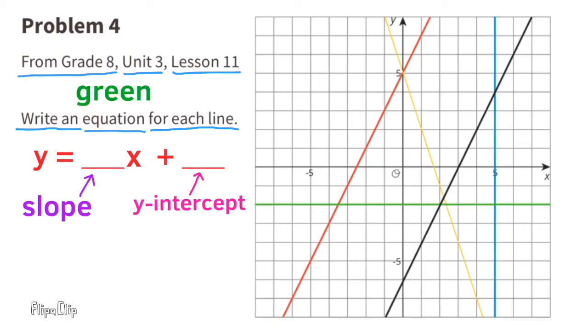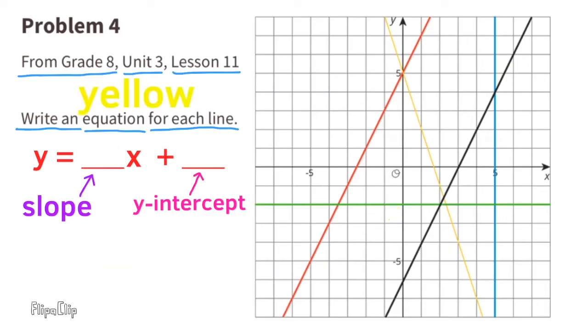Let's start with the green line. The green line has 0 slope, so we insert a 0 in this space. And the y-intercept is at -2, so we insert a -2 in this space. So now the equation reads y equals 0 times x plus -2. And that's the same thing as y equals -2. What that means is, no matter where you are on this green line, the y value is -2.